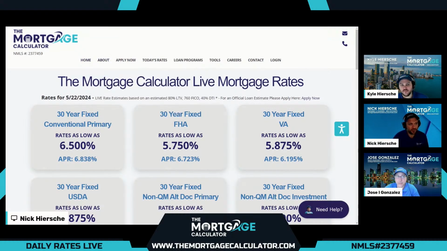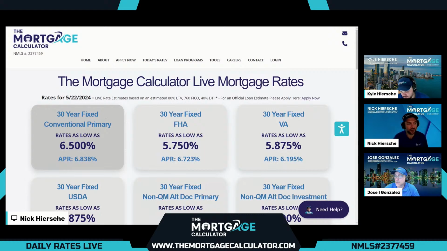So first option up for most of our customers here is a 30-year fixed conventional option for a primary home. Today rates come in as low as 6.5, final APR 6.838. I think that's just a hair above yesterday. Still a great option. Remember, we were well over 7 for the last few months. Definitely some great movement here.